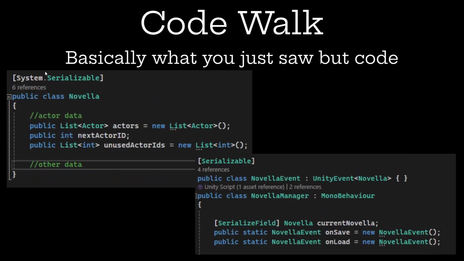The next one is the novella, and so obviously the novella is really tiny right now because all it needs to store is essentially the minimum amount of data required to perfectly replicate the game state, which in this case is just the actor manager. And then the novella manager has this cool Unity event trick where we can write a serializable class called novella event that looks like this, and it's able to essentially have the Unity event pass in a novella. And this is really cool because you can also serialize it and call dynamic events to pass in data, even from the inspector, which is super awesome.